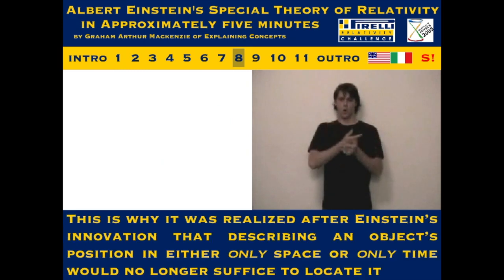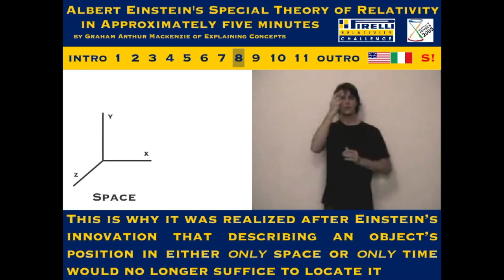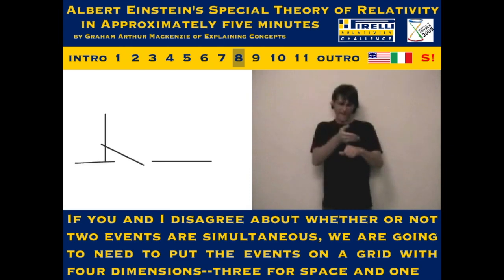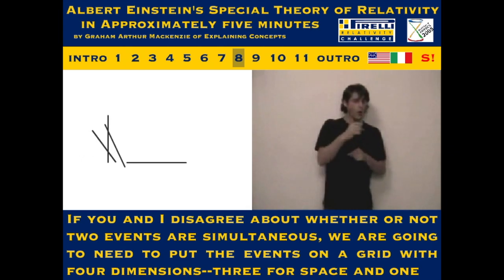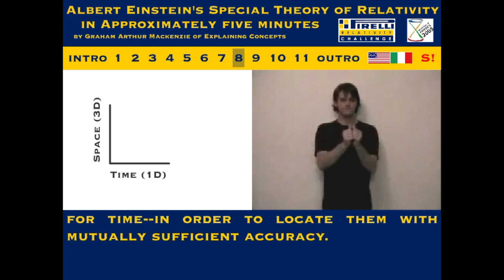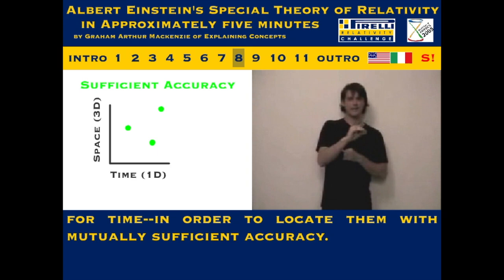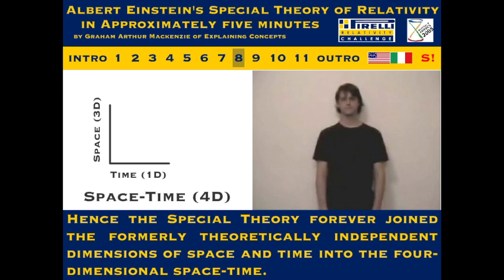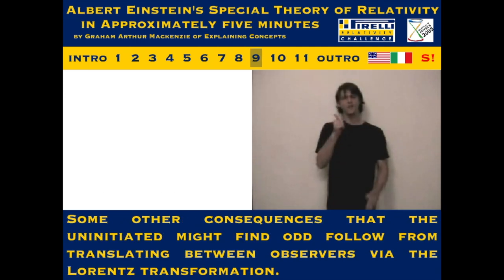This is why it was realized after Einstein's innovation that describing an object's position in either only space or only time would no longer suffice to locate it accurately. If you and I disagree about whether or not two events are simultaneous, we're going to need to put the events on a grid with 4 dimensions, 3 for space and 1 for time, in order to locate them with mutually sufficient accuracy. Hence, the special theory forever joined the formerly theoretically independent dimensions of space and time into the 4-dimensional spacetime. Some other consequences that the uninitiated might find odd follow from translating between observers via the Lorentz transformation.